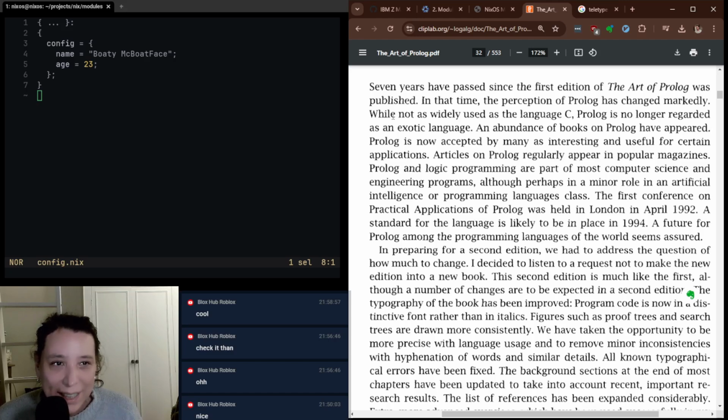So a lot has changed. While not as widely used as C, this is like seeing what happened later. It's like the epilogue of a story, and the main character died a tragic death. Prolog is no longer regarded as an exotic language. Kinda is. An abundance of books on Prolog have appeared. Prolog is now accepted by many as interesting and useful for certain applications.